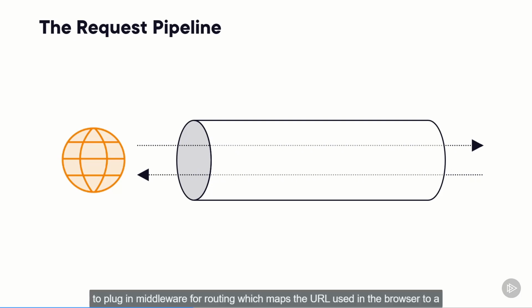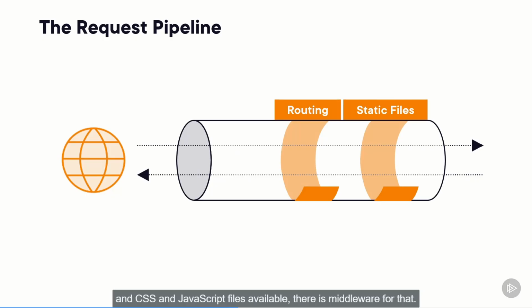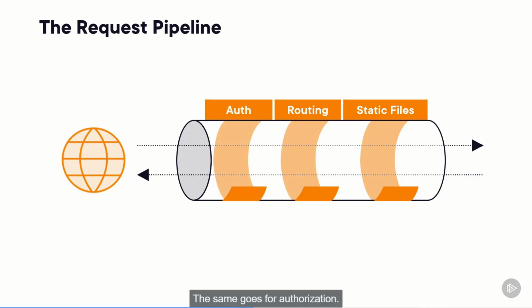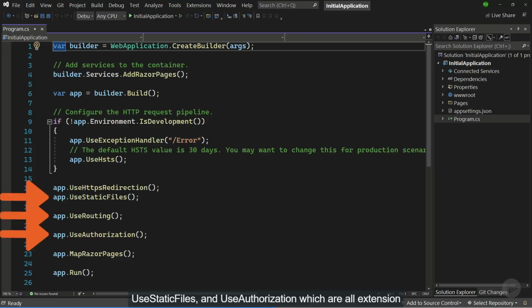We have to plug in middleware for routing, which maps the URL used in the browser to a part in our application. And when we want to make static files, such as images and CSS and JavaScript files, available, there is middleware for that. And the same goes for authorization. So in the code you'll find UseRouting, UseStaticFiles and UseAuthorization, which are all extension methods that set up the middleware in the pipeline.